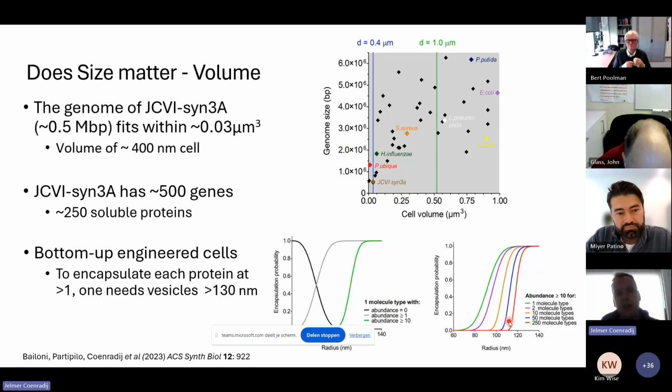We also looked at the case that is more relevant for the JCVI. If we would encapsulate 250 different types of soluble proteins, with an abundance of at least 10 molecules of each, then you can see that we would need a vesicle with a radius of at least 130 nanometer. And this is well within the size that we typically use.